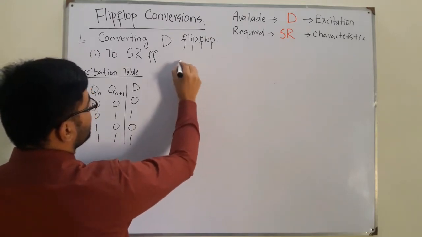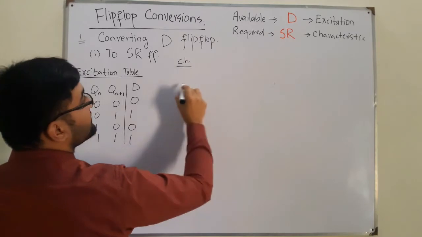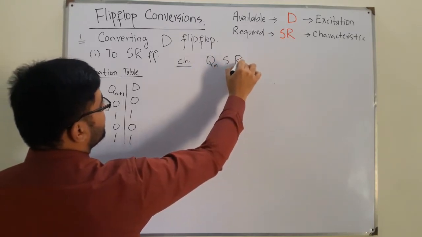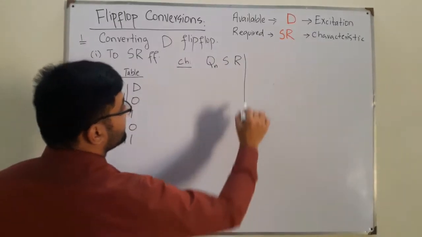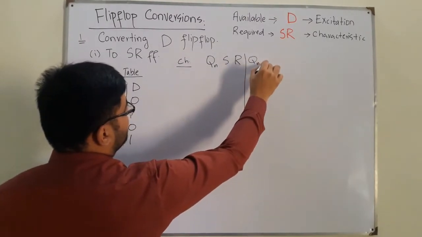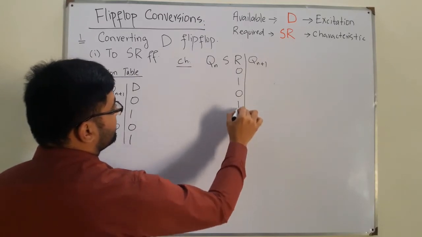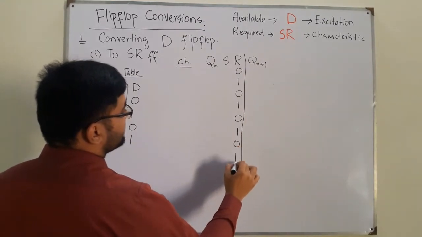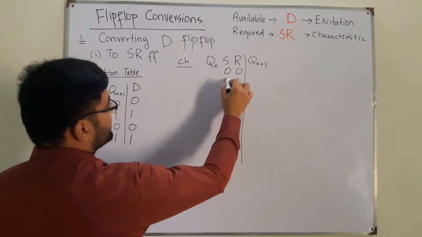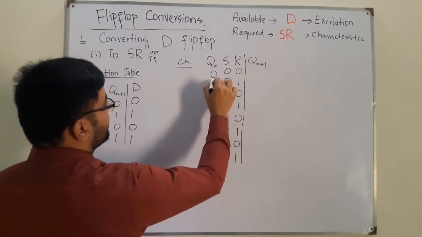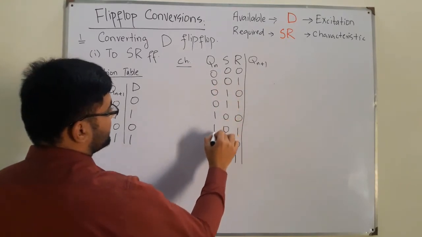You have the previous state, you have the present inputs, and the next state is to be observed. 0, 1, 0, 1, 0, 1, 0, 1. So these are 8 rows: 1, 2, 3, 4, 5, 6, 7, 8.